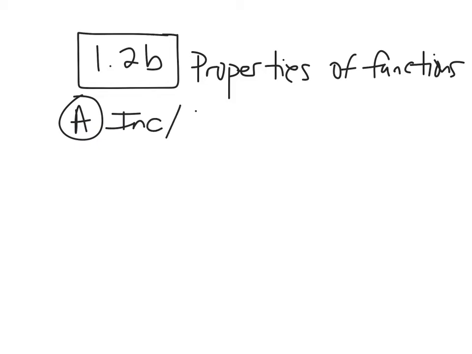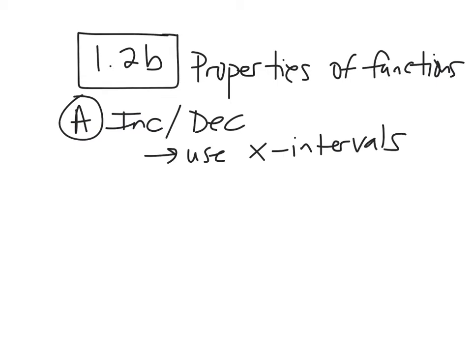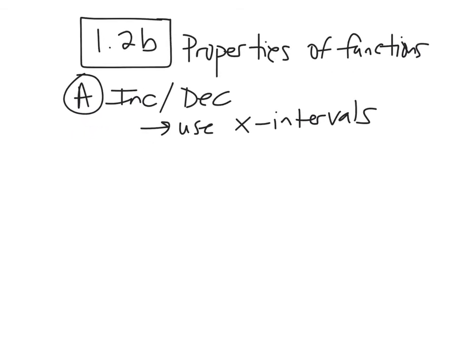increasing and decreasing. And with these, you're always going to use x intervals. Okay. So as you read a graph from left to right, if your graph is decreasing, that means your y values are decreasing. And then if you're reading it from left to right as you go towards infinity and it rises, your y values are rising, that means it's increasing. There's a very formal definition in the book that I try to skip every year because it's terrible.